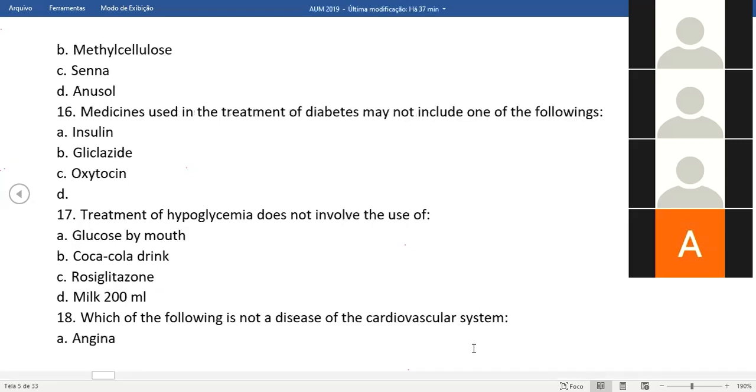Which of this is not a laxative? Bisacodyl, methylcellulose, senna, Anusol. Anusol. That's the answer. You actually got the answer, but you kept quiet. Yes, laxatives are also called purgatives.